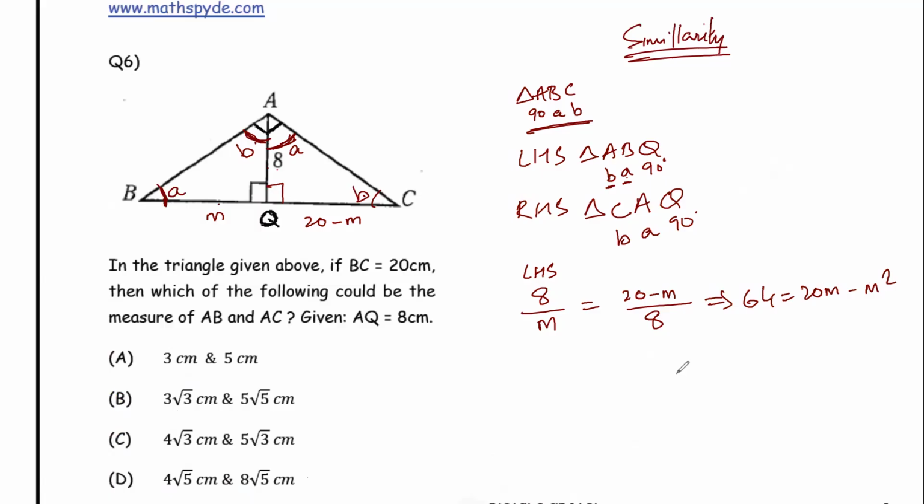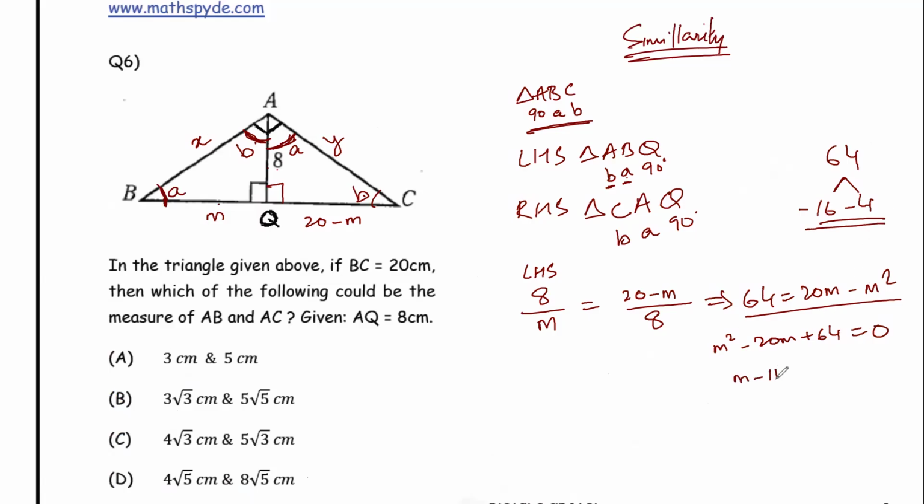Once we get M, we can find out the values X and Y, which is AB and AC. So out here, this is a quadratic equation to be solved. M square minus 20M plus 64 is equal to 0. Now we know 16 fours are 64, right? If we take both as negative, then we get M minus 16, M minus 4. That adds up to negative 20, and when you multiply minus 16 and minus 4, you get plus 64. So therefore, we know M is 16 and M is 4.